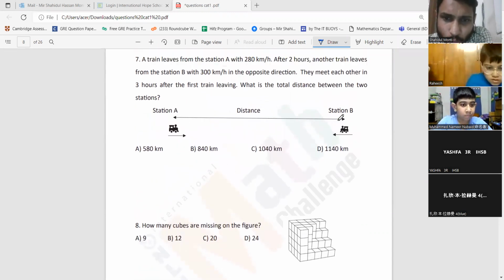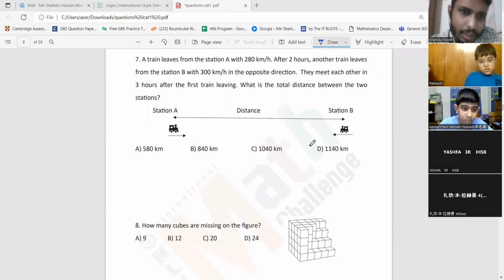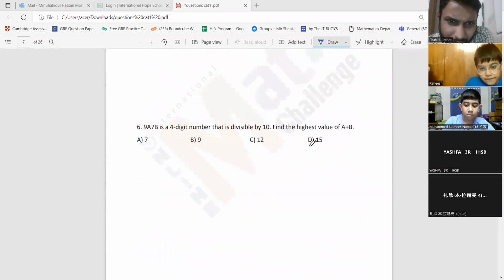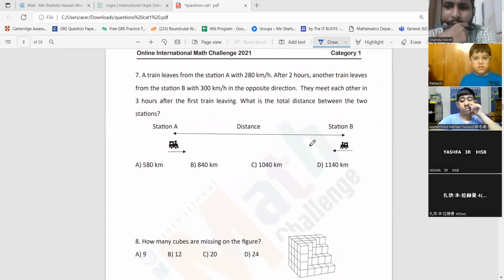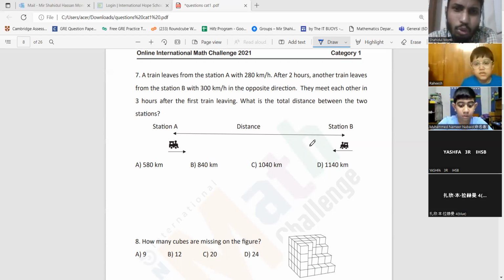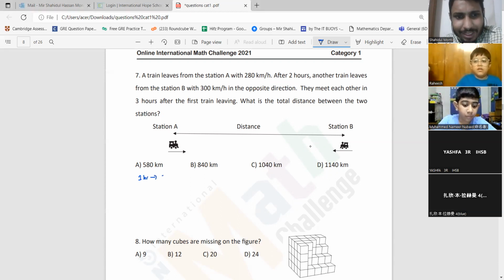Okay, so let's do question number 7. The question says, a train leaves from station A with 280 km per hour. Those who have problem, please try to follow this. After 2 hours, another train leaves from station B with 300 km per hour. So when I say 280 km per hour, it means in 1 hour, the train travels 280 km.